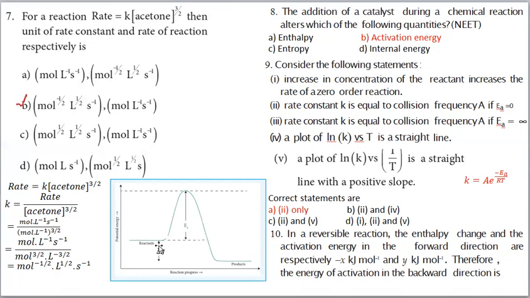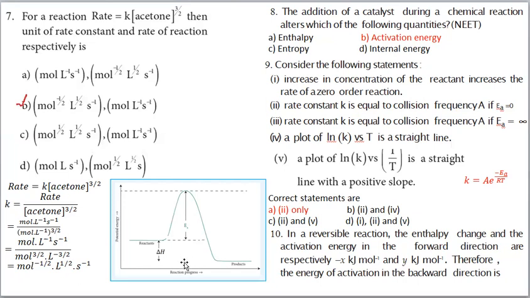This length means the difference between the energy of reactants and the energy of products. For the forward reaction, the activation energy is the difference between the energy of reactants and the activated complex or intermediate state energy. This is the energy of activation for the forward reaction. What about the backward reaction? For the backward reaction, this is the energy of reactant and this is the energy of product. So from here to here, this height is the activation energy for the reverse reaction.